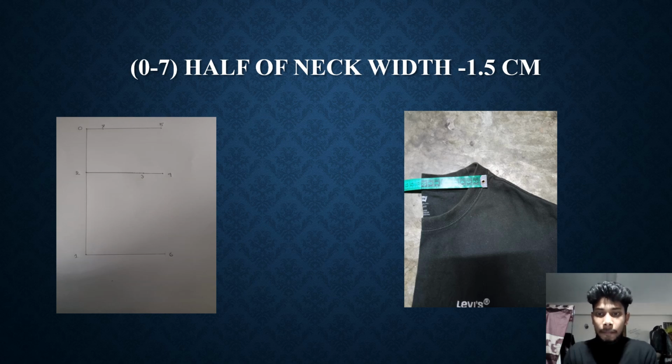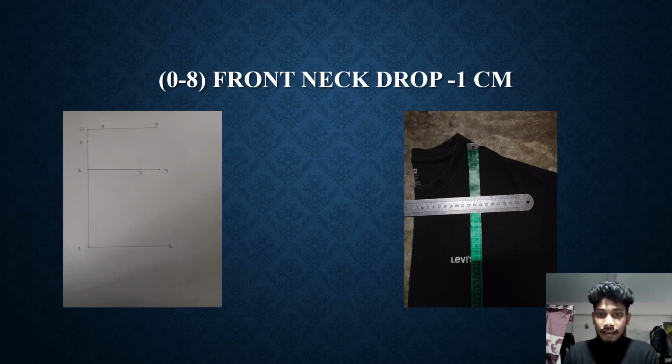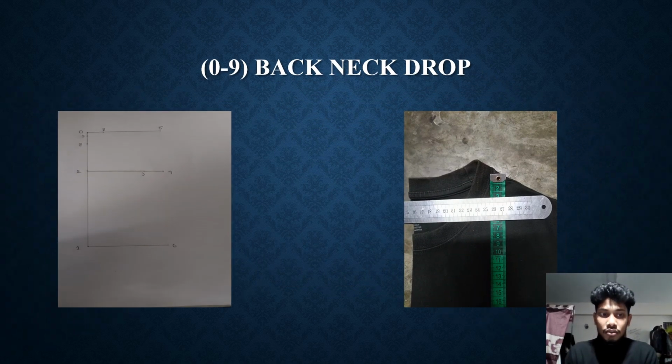Then next we done the 0 to 8 line. Basically this line is the front neck drop. This line is similar to this figure. We measure the XL size t-shirt, and we subtract 1 centimeter for allowance. Next we done the 0 to 9 line. This line is the back neck drop line, and as we seen in the figure, this line is 2 point.